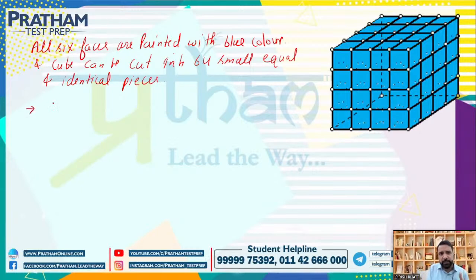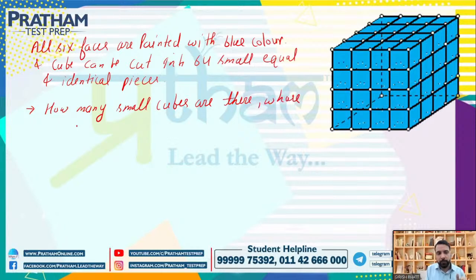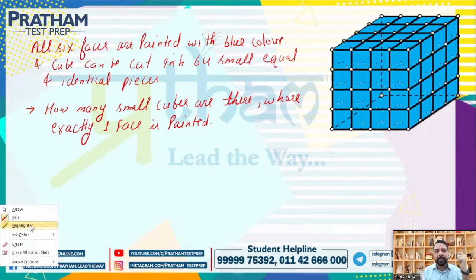My very first question is: how many small cubes are there whose exactly one face is painted? Let's say this is a simple question. We'll discuss every single question. Now we don't have to use a formula. I told you, if the question is about exactly one face painted, then look at the face. Let's say this is one face. Just look at this face.